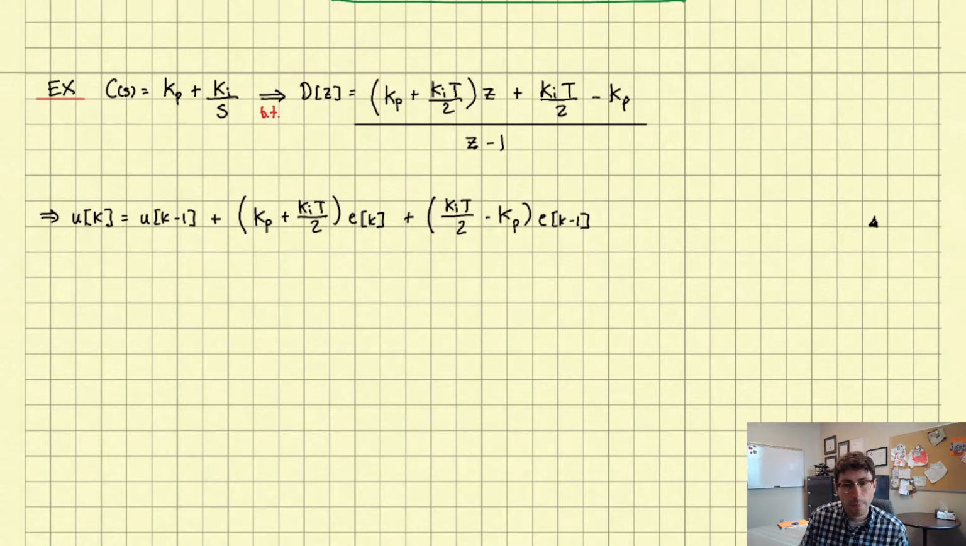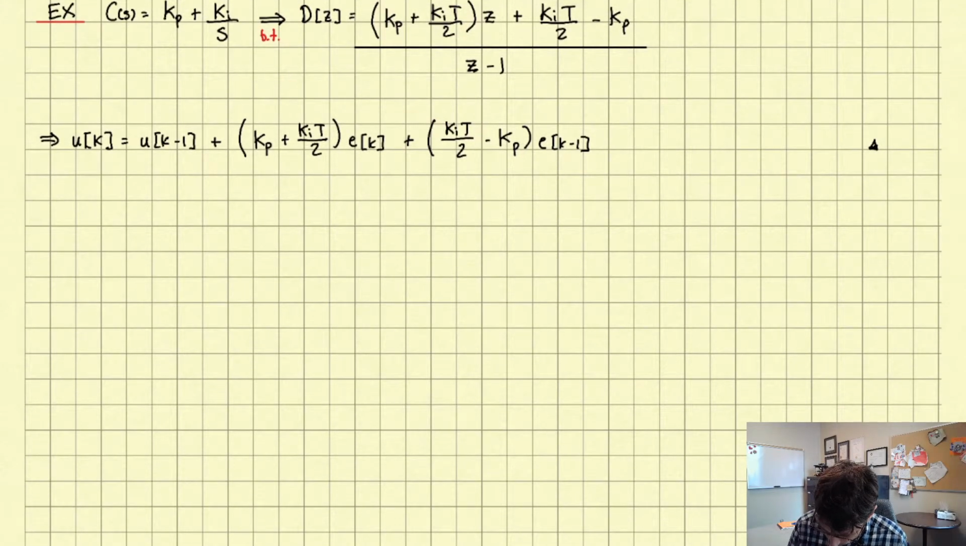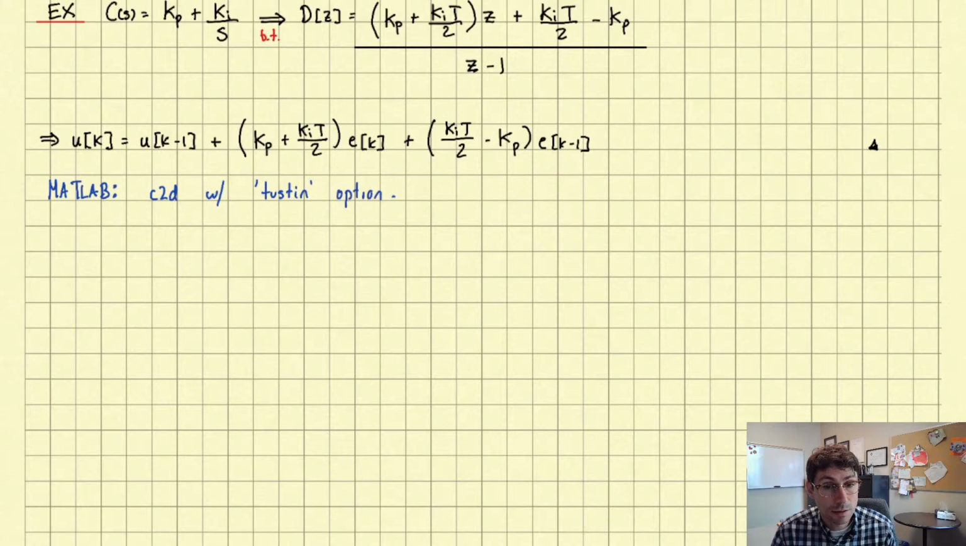I'll mention that MATLAB, of course, can do this type of transformation for you. So MATLAB can do this. It's the c2d command with the Tustin option. Right? So if you run the c2d command on a continuous time transfer function in MATLAB with the Tustin option, this will give you the bilinear transformation or the trapezoidal approximation. Okay.